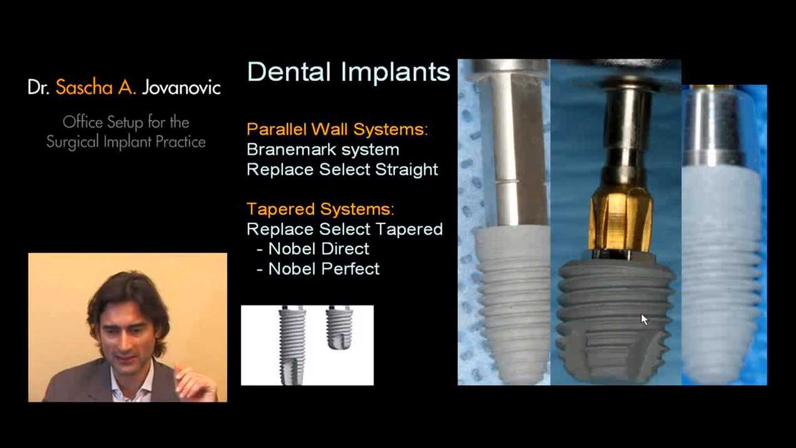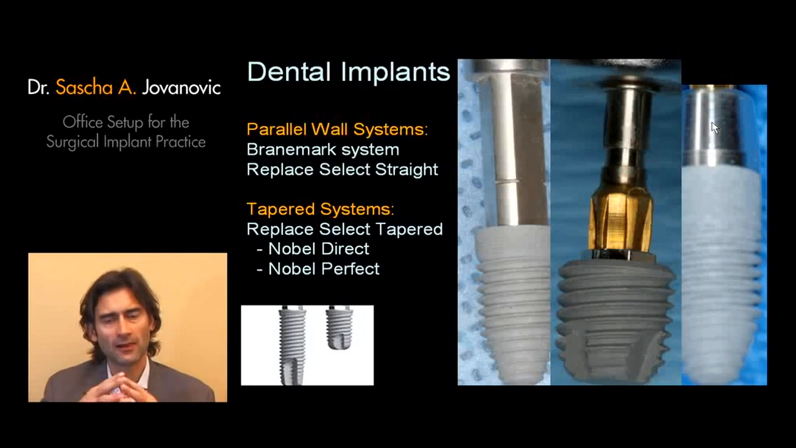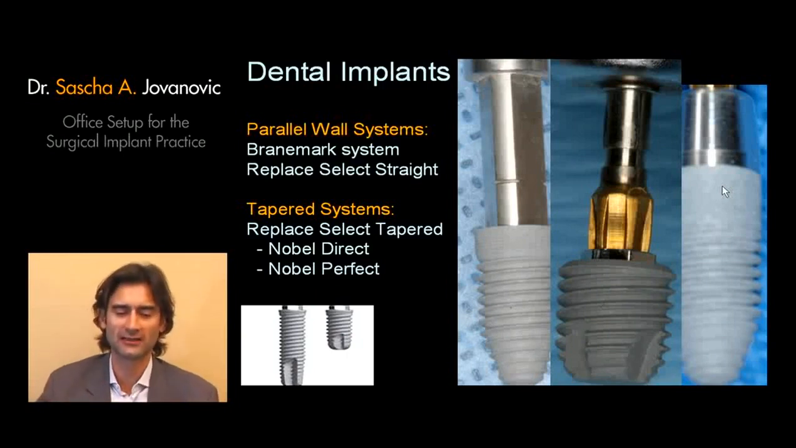On the right side, you notice this is a tapered implant, and it has the abutment and the post attached. This is a Nobel Direct. It's a one-piece implant. Again, it's a more specific implant, and I definitely would recommend first developing some more experience with a two-stage system like the Replace Select Tapered, which makes it a little bit easier.